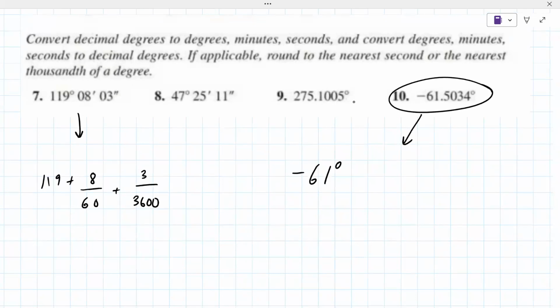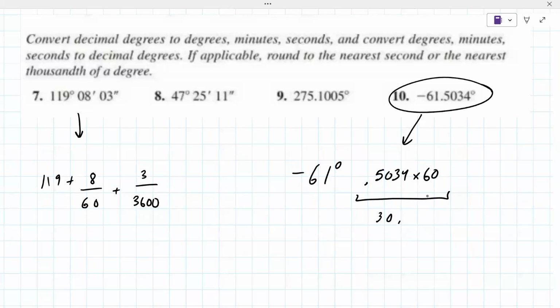All right, now this negative one over here, this one's kind of weird. It's negative 61 degrees, and then you have this 0.5034 that you have to multiply by 60. And the reason it's 60 is because of this here. And then you don't want to deal with the negative. The negative's already been dealt with. So try to avoid that catastrophic error in these problems. You'll get a negative one probably on your test.